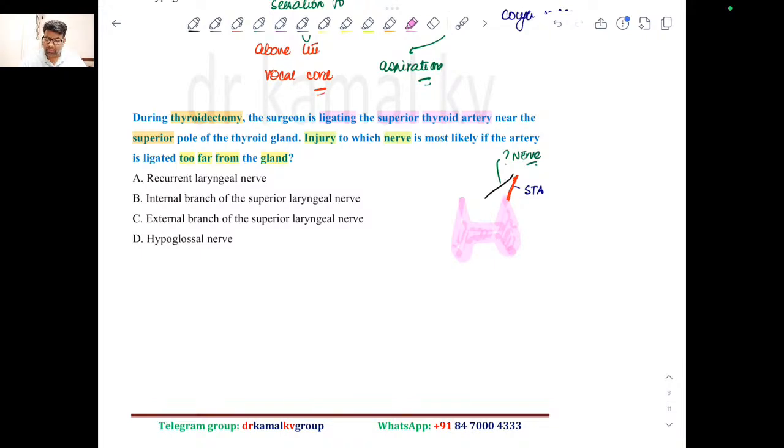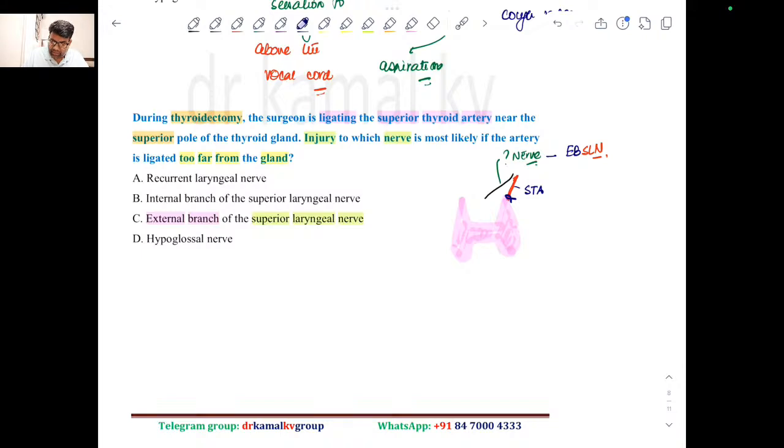Very good, bachche, very good. So this is the external branch of superior laryngeal nerve. Okay, so this is which nerve? External branch of superior laryngeal nerve. So therefore, whenever you have to ligate the superior thyroid artery, ligate it here close to the gland, so that there is no possibility of injury to the nerve, right?